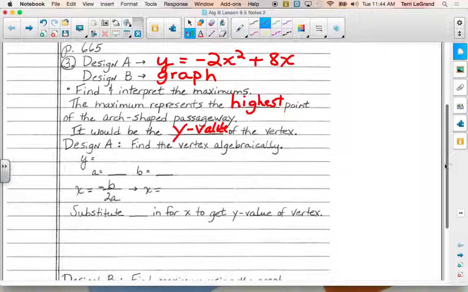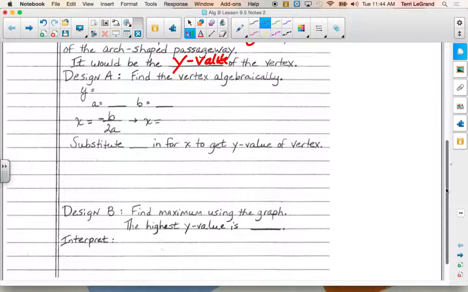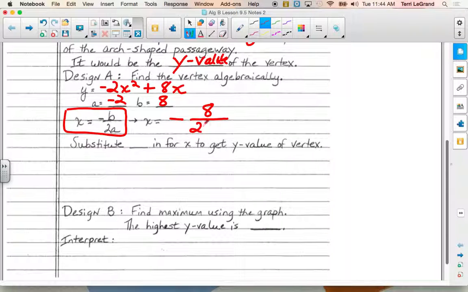So for design A, we have to find the vertex algebraically. I wonder if we remember how to do that. Let's fill in our equation: y equals negative 2x squared plus 8x. And look at here. Remember this little formula? x equals negative b over 2a. Do we even need the c value for this? No, we don't. So a is negative 2, b is 8. The negative sign in the formula is always there, and then we substitute in our b value, which is 8, and 2 times our a value, so we substitute negative 2 downstairs.